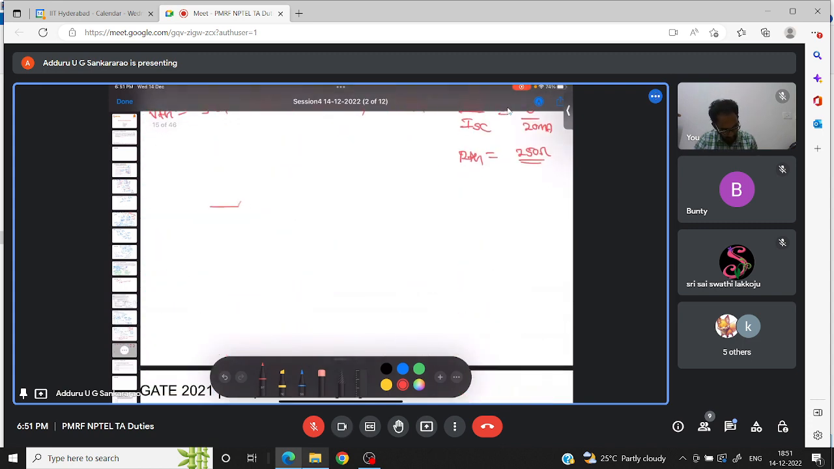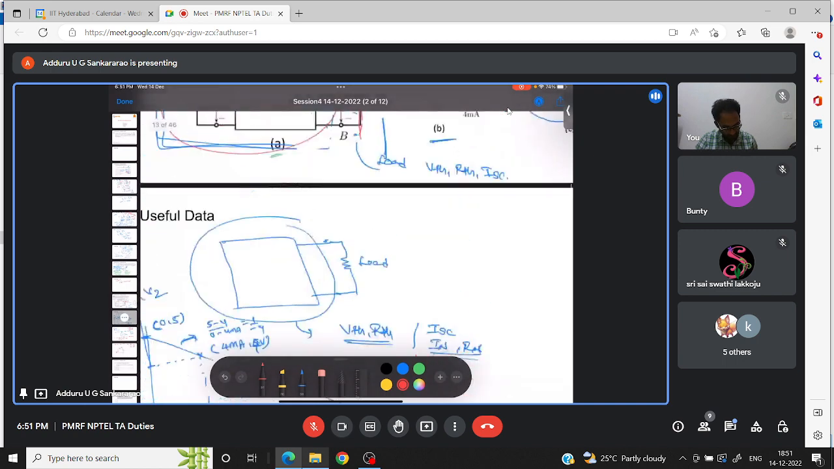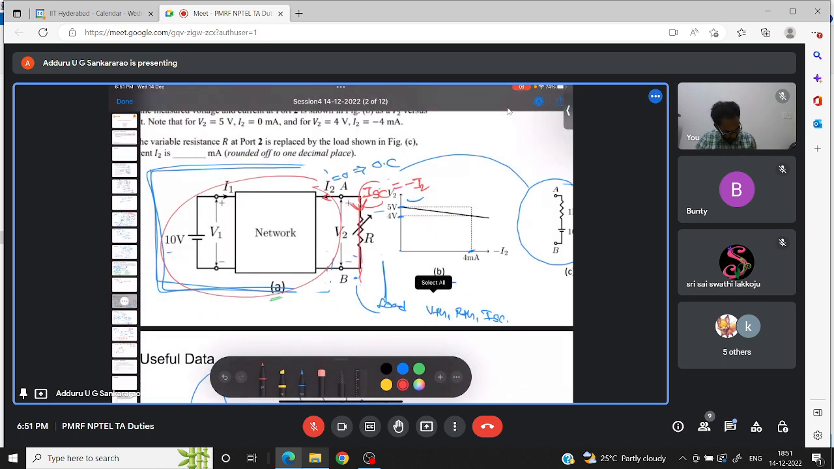Now, what I will do, I replace the entire network with VTH and RTH, and here you have the load. Let us say they have given a variable load at port 2. So VTH 5 volts we have, RTH 250 ohm we have. So this entire thing I replaced with that. See this one, I'm highlighting here. This entire thing I'm considering a linear complex network. This I'm replacing with the Thevenin's equivalent RTH and VTH.